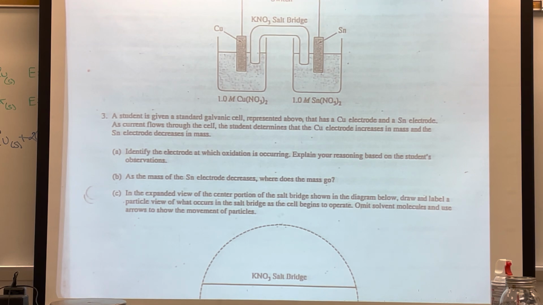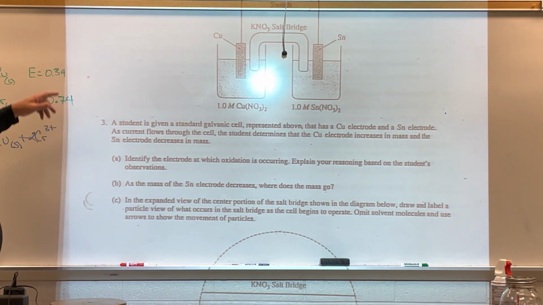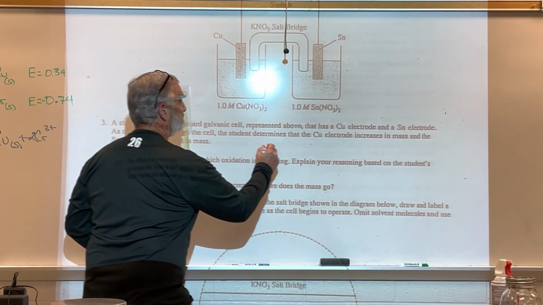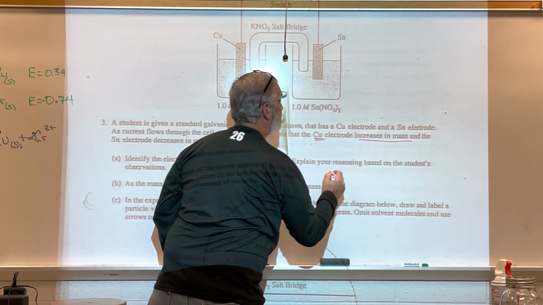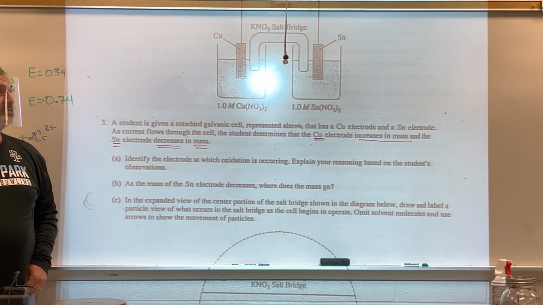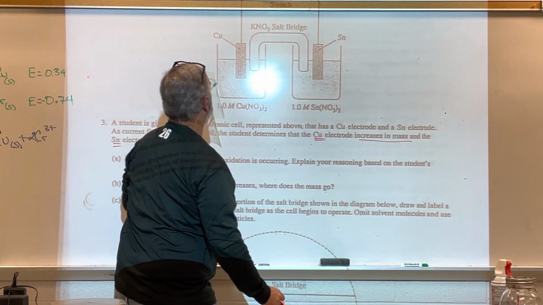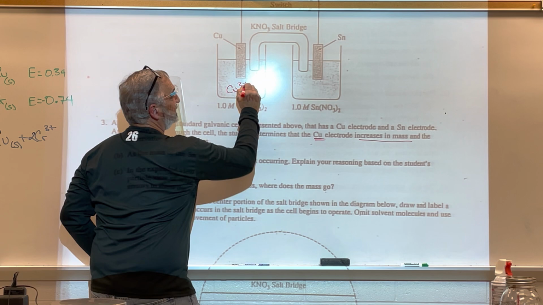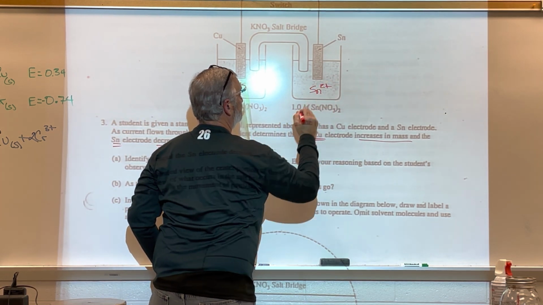So when we're looking at this, we have our cells here. A student is given a standard galvanic cell represented above, that is copper electrode and tin electrode. As current flows through the cell, the student determines that the copper electrode is increasing in mass and the tin electrode decreases in mass. What does that tell you? When it says copper is increasing in mass and tin is decreasing in mass, what's that telling us? Because we have Cu2+ in here and we have Sn2+ in here.